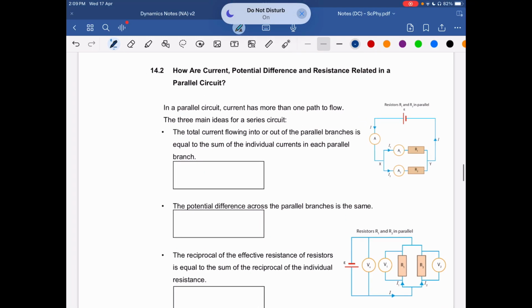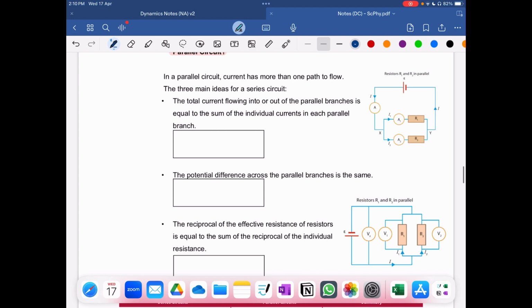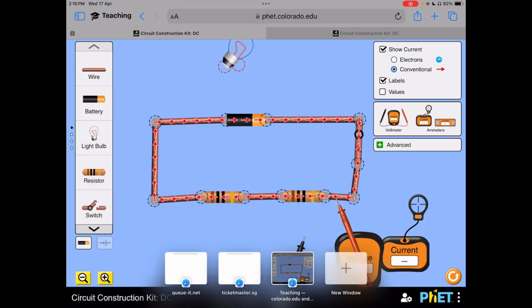Moving on to the second lecture, the last one on parallel circuit. How are current, potential difference, and the resistance related inside? Okay, so again, we go into the PHET.